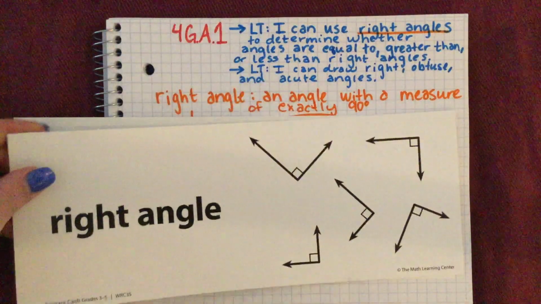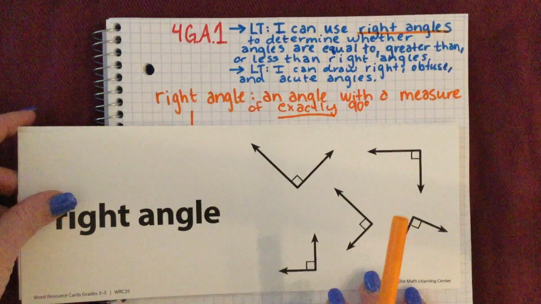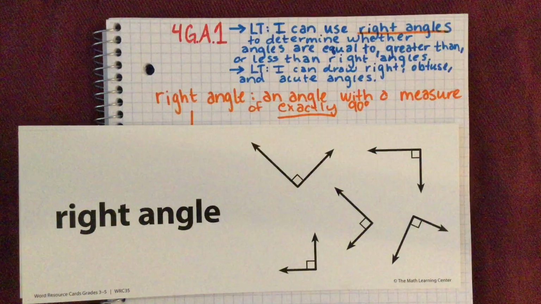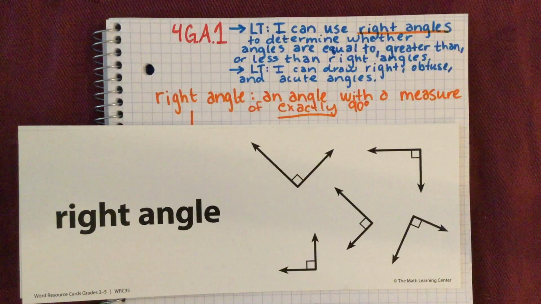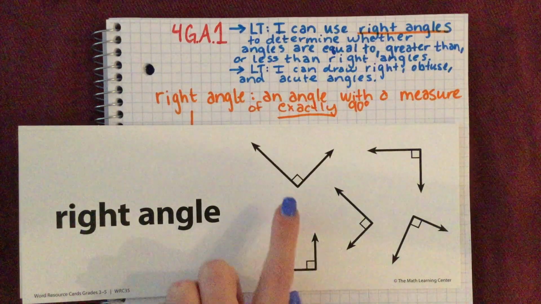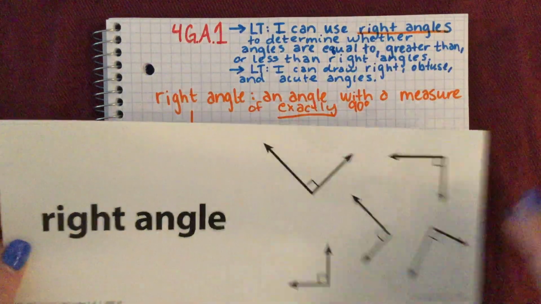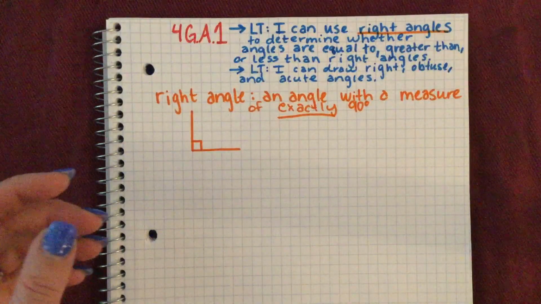So again, remember, a right angle is an angle with exactly 90 degrees. So you are going to be using right angles to determine if an angle is greater than, less than, or equal to that right angle. That's what you're going to be working on in Zearn today. All right, so now let's go into our next target.